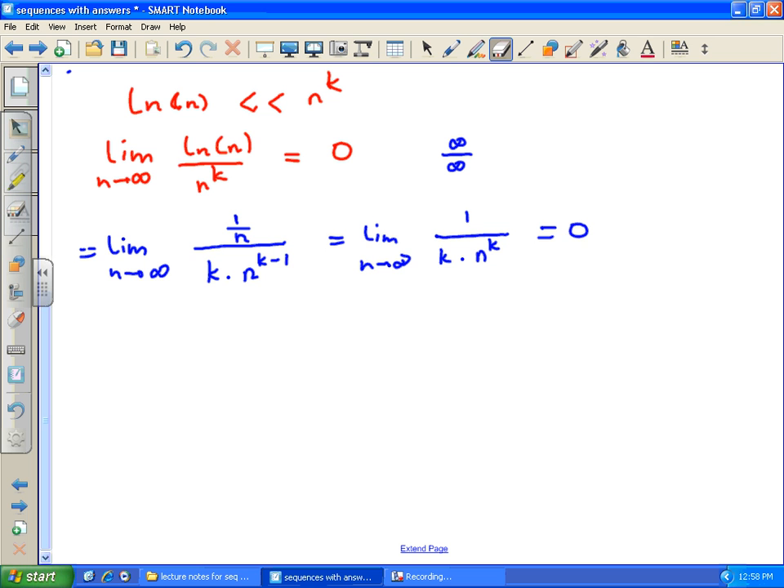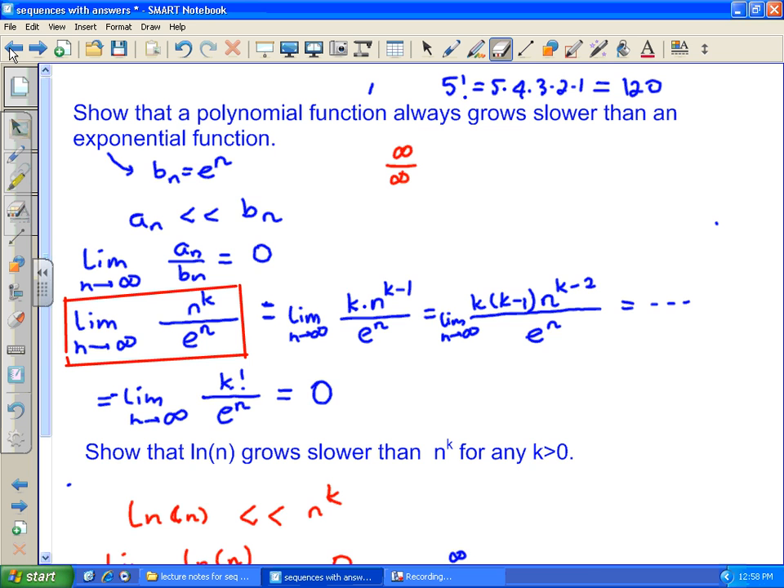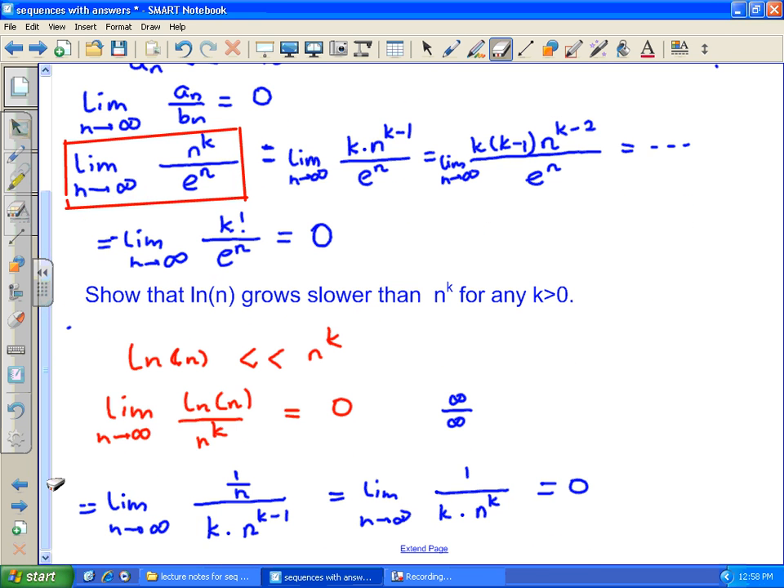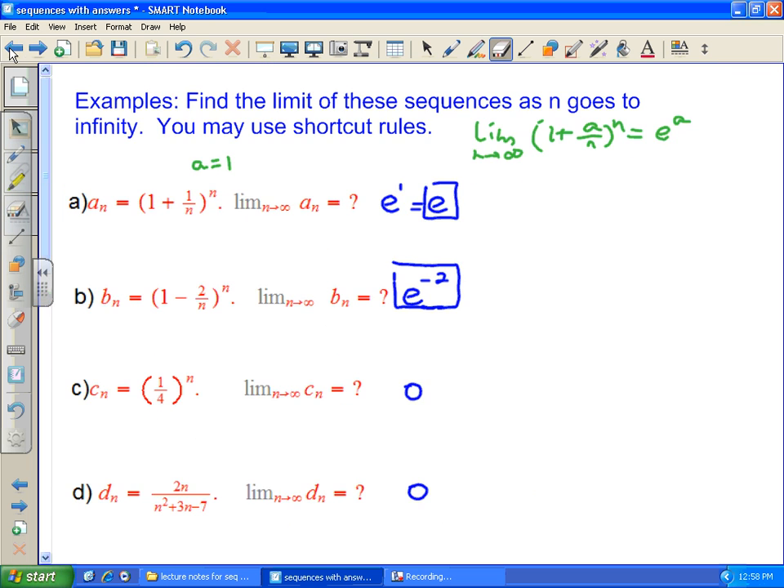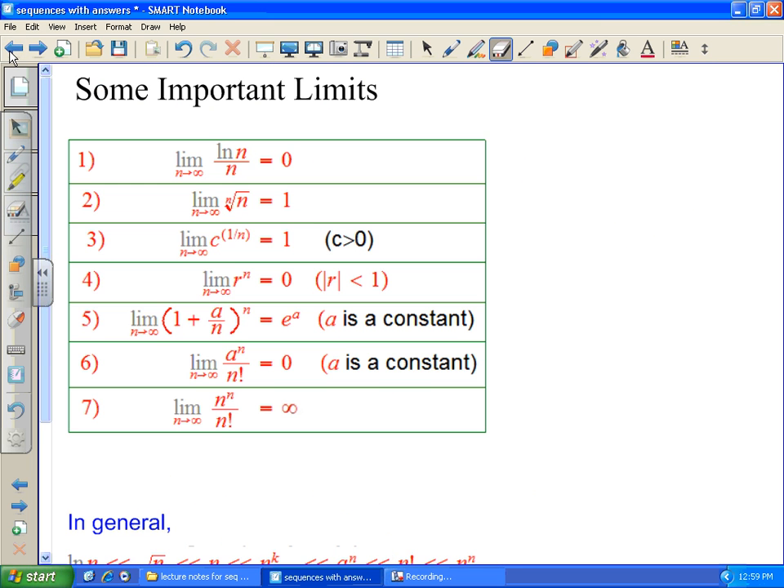One more I want to show you, and let's see if it's in the notes. No, I'm going to put that in there at the bottom of this page. This is actually, I believe, our special limit, the last one. What was the last one? Special limit: the limit as n goes to infinity of n to the n over n factorial is infinity.